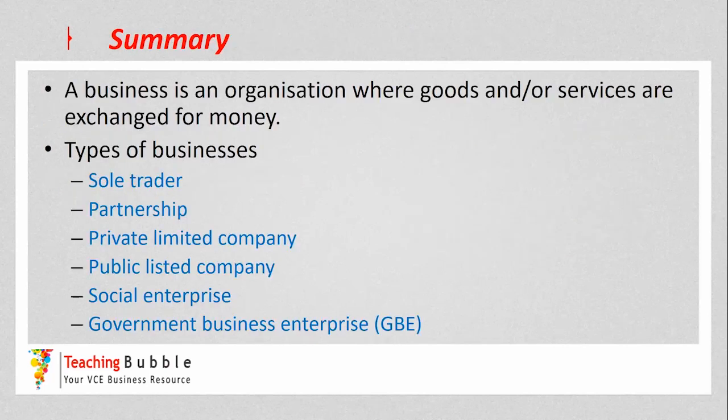So just to recap, a summary of what we've gone through in the last 3 videos. A business is an organisation where goods and services are exchanged for money, and they're all trying to make a profit. What they do with that profit, as you've seen in this video, can vary, especially with a social enterprise, but that's what they're trying to do. So the 6 that we need to know are the sole trader, partnership, the 2 companies with the private limited company and the public listed company, and in this video we looked at the social enterprise and government business enterprise. So that is the first dot point covered in our study design.